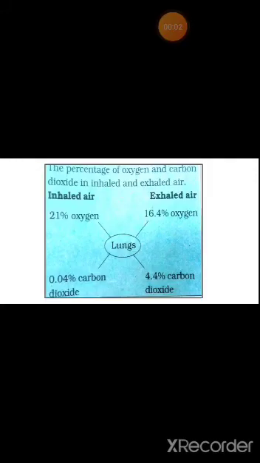The percentages of oxygen and carbon dioxide in inhaled and exhaled air are given here. In inhaled air, there is 21% of oxygen and in exhaled air, there is 16.4% of oxygen, which means inhaled air is rich in oxygen. In inhaled air, the percentage of carbon dioxide is 0.04 and in exhaled air, the percentage of carbon dioxide is 4.4, which means exhaled air is rich in carbon dioxide.